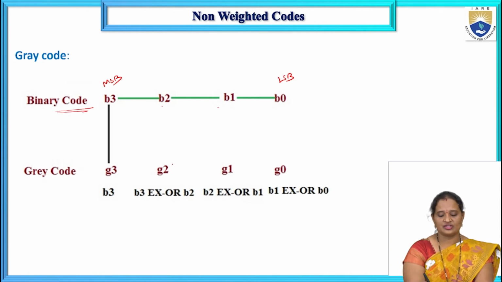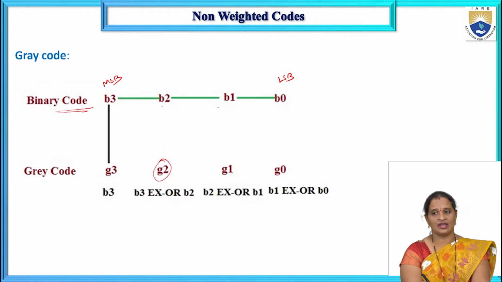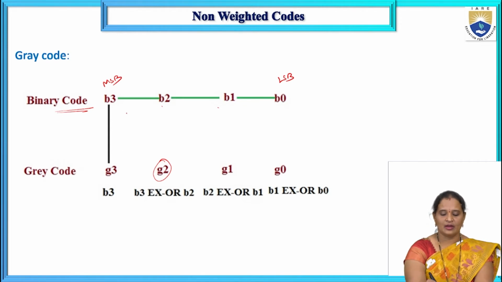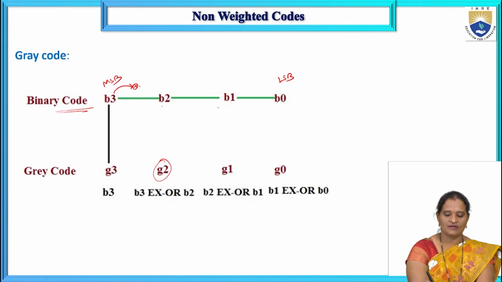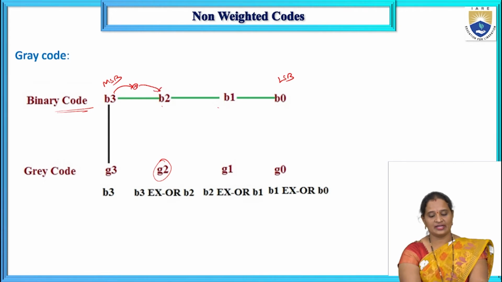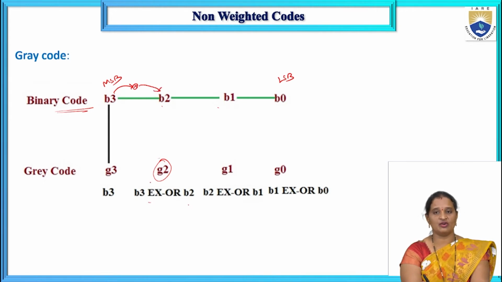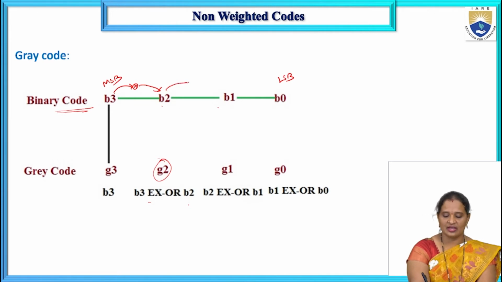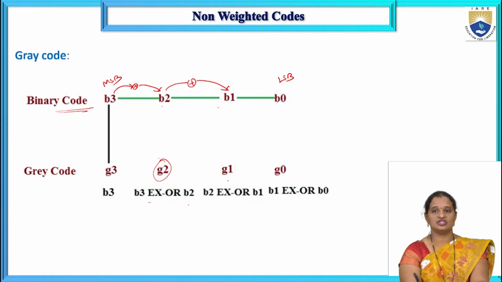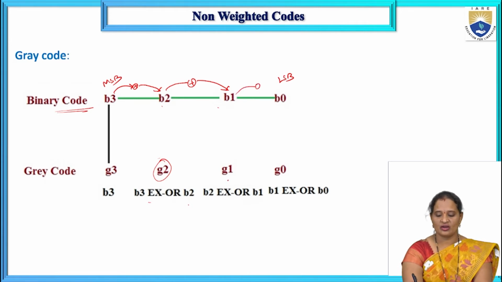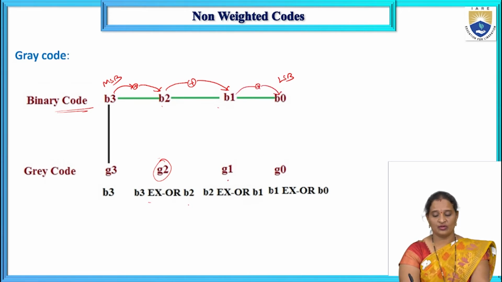Now we can generate the next bit in the gray code by taking the exclusive OR operation of these 2 bits. That is, B3 XOR B2 will give you G2. Similarly, B2 XOR B1 will give you G1. And B1 XOR B0 will give you G0.